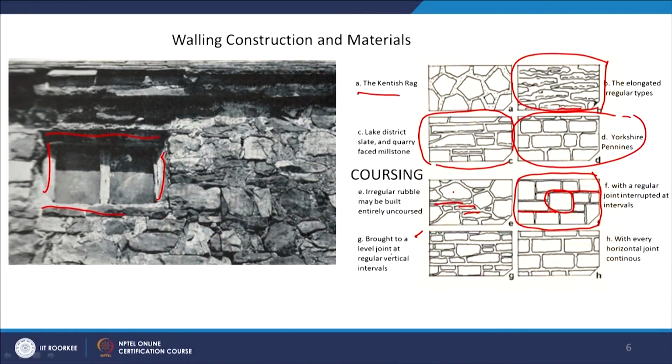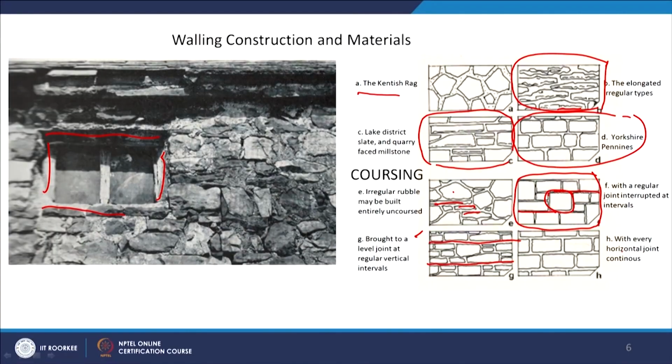Whereas in this model, we see it brought to a level joint at regular vertical levels. So for instance, you can see here this part is working as a sill band or a plinth band, or it is breaking up to the sill level. You are getting two sets of bands, with every horizontal joint continuous. So basically this again is a model of continuous joints. So it's slightly, if you skim it, this is the model you are getting.